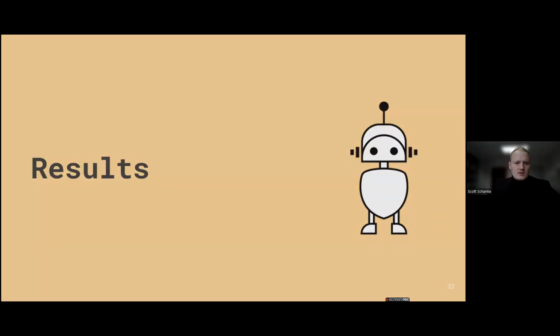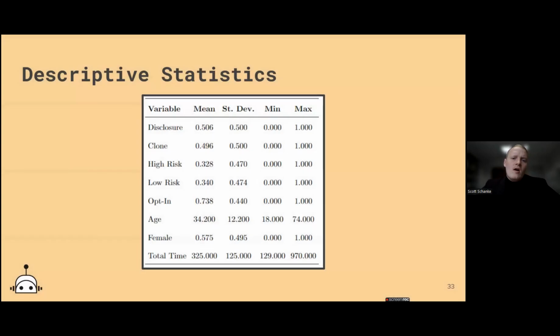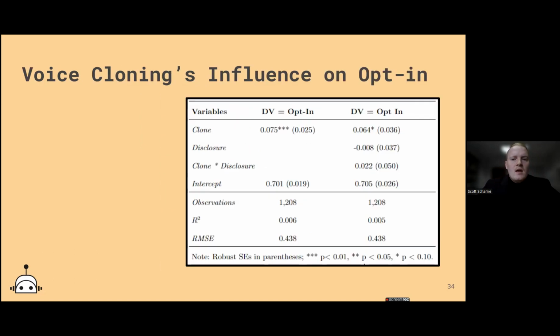So we'll get into the results here. Overall, the average age is about 34 years old. It sways a little bit more on the female side than the male. You can see that we've got 50% disclosure and clone. And then, as you would expect, about 33% each receive the high, none, or low risk. Overall, it took about 5 minutes or so to complete this task.